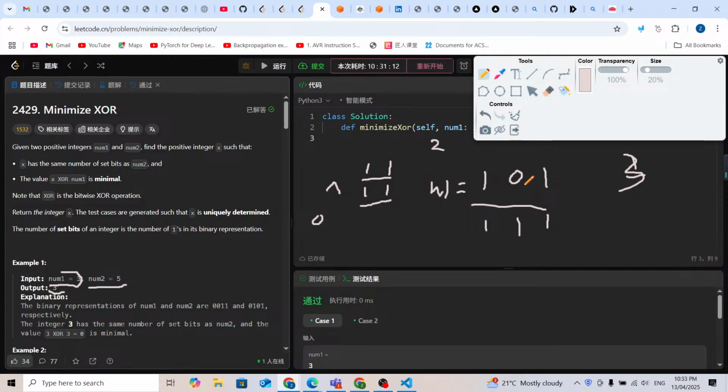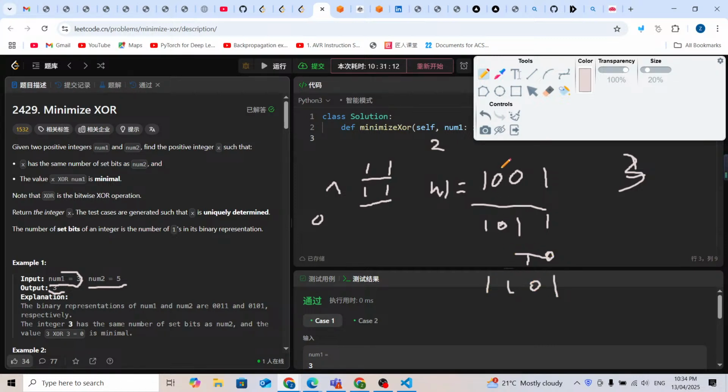Yeah, but we're gonna check the 0. If there's a 0 from the left to the right, we're gonna set it as 1. So for example, this number is gonna be this one. So this is gonna be nums 1. And then we use the XOR operation. So it's gonna be something like 1 0. So it's gonna be 2. So instead, we're gonna make it like 1 1 0 1.